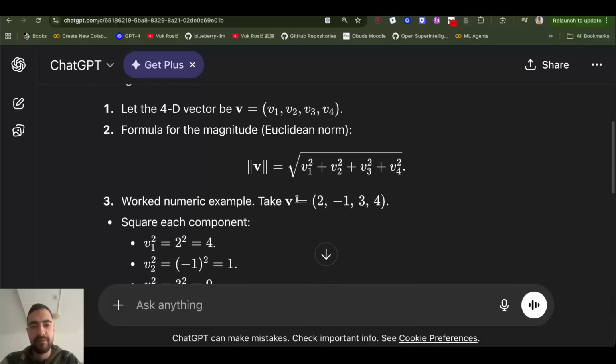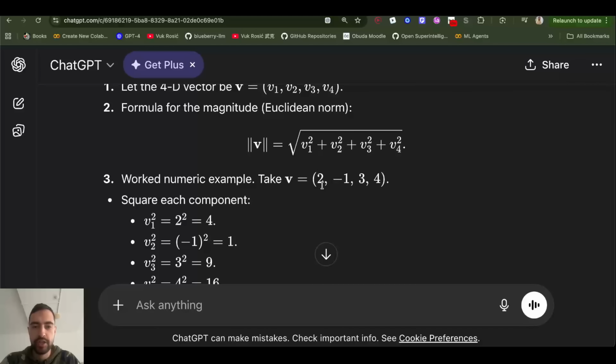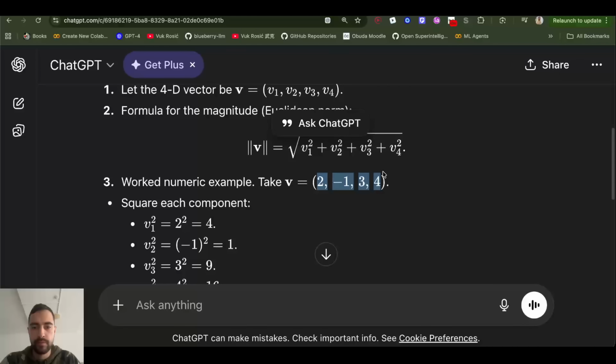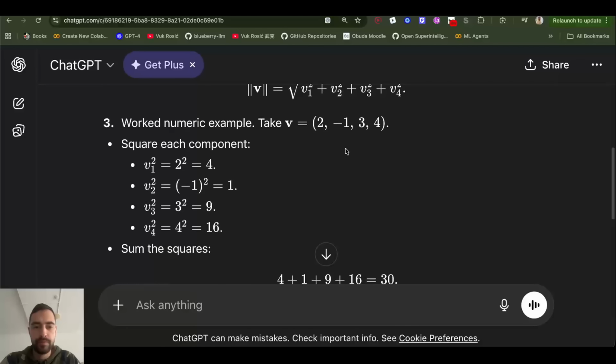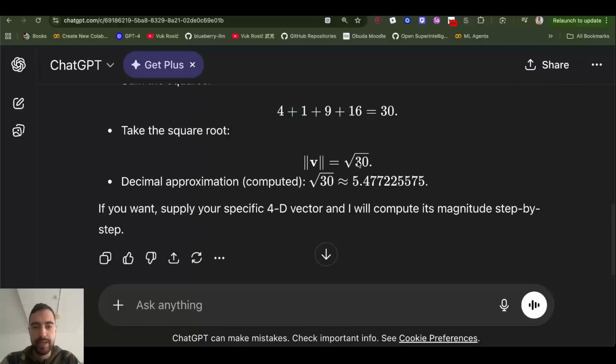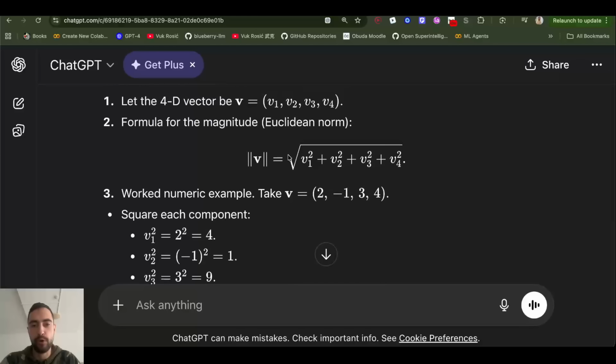So let's say we have a vector that has 4 dimensions. Let's say this is the vector. And then we just square each dimension and sum them up. Let's say it's 30, the sum of all the squares. And then take the root of 30, and that's the length, the magnitude of your vector. So it's always the square root. It's not a fourth root here, it's square root always.